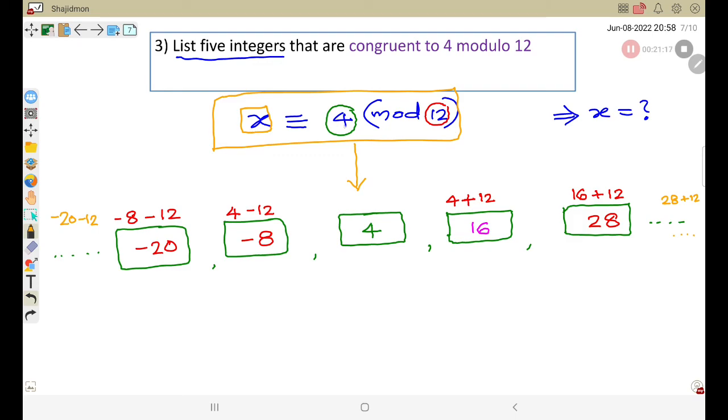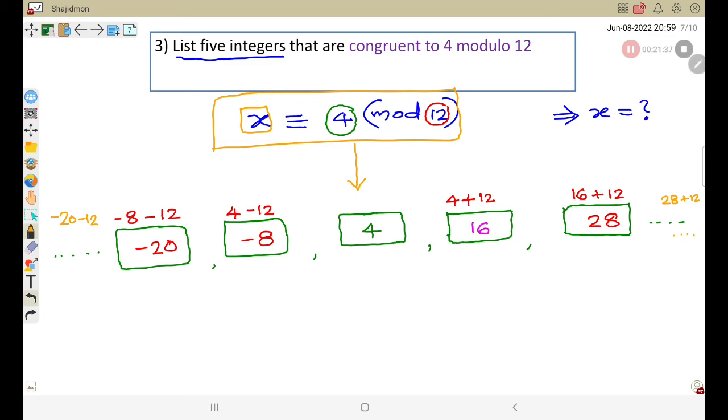So x congruent to 4 mod 12 means these are all the solutions. The x values are the solutions of that equation, correct? So for x we can choose 4, 16, 28, 40, then on the minus side minus 8, minus 20, minus 32, like those numbers. So we can select 5 numbers for the answer.